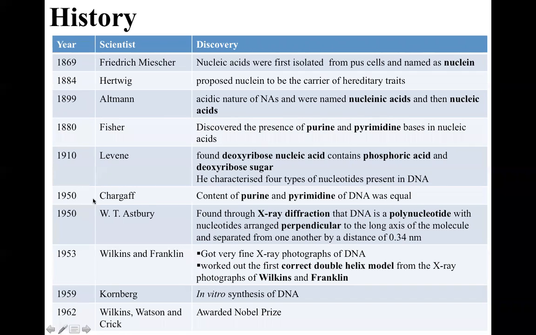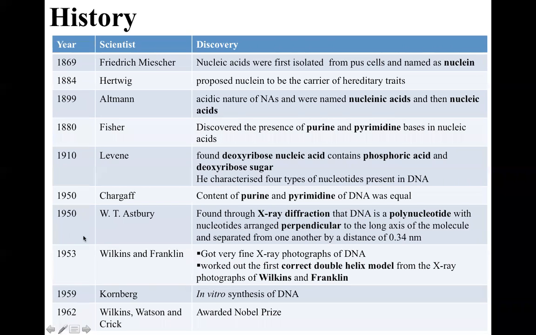In 1950, one more scientist, Chargaff, told that the content of purine and pyrimidine in DNA is equal. That means purines, guanine and adenine, are in equal proportion to pyrimidines, cytosine and thymine. We'll study what Chargaff's rule is in the future slides.